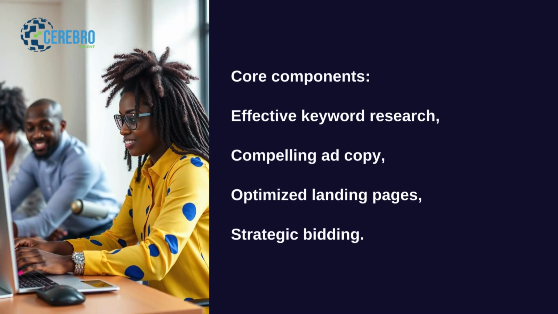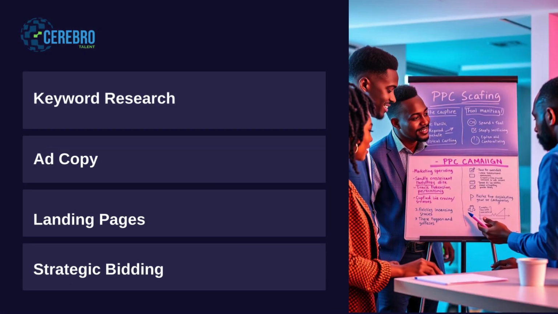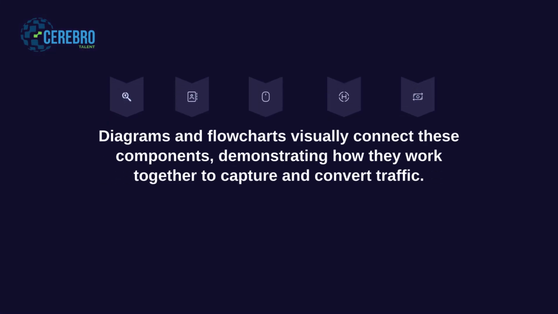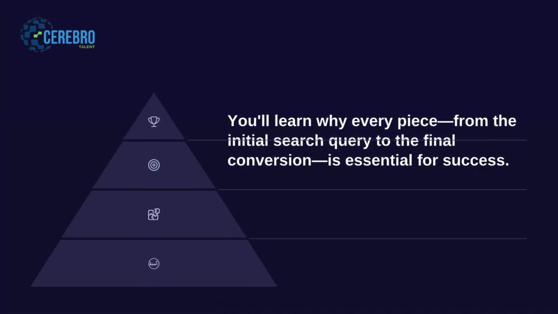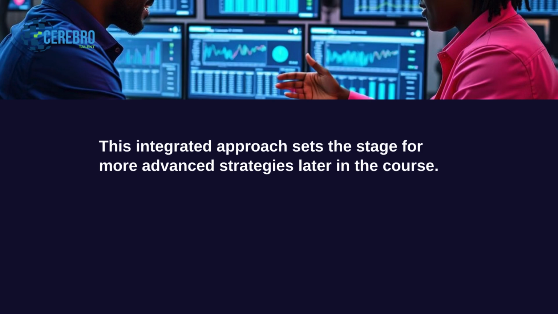A winning PPC campaign relies on several core components: effective keyword research, compelling ad copy, optimized landing pages, and strategic bidding. This scene outlines each element with clear definitions and practical examples. Diagrams and flowcharts visually connect these components, demonstrating how they work together to capture and convert traffic. You'll learn why every piece, from the initial search query to the final conversion, is essential for success. This integrated approach sets the stage for more advanced strategies later in the course.